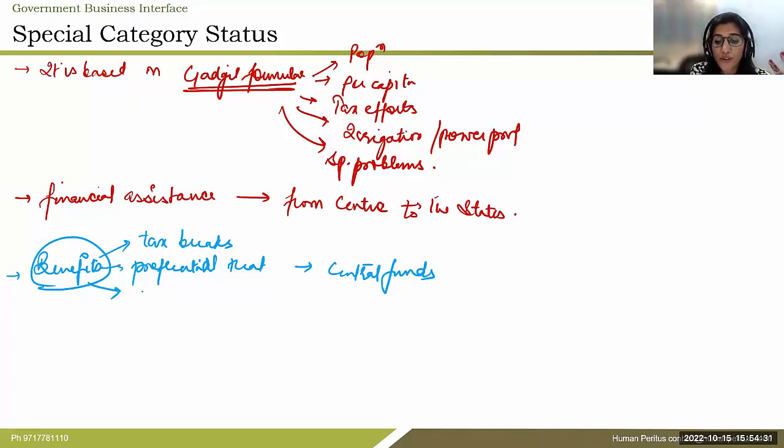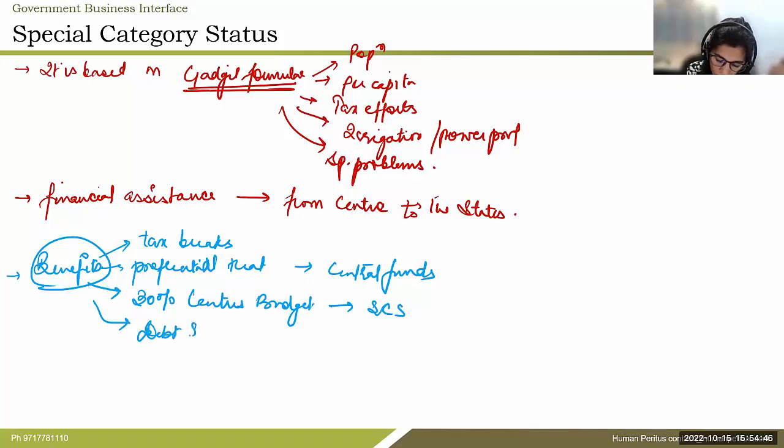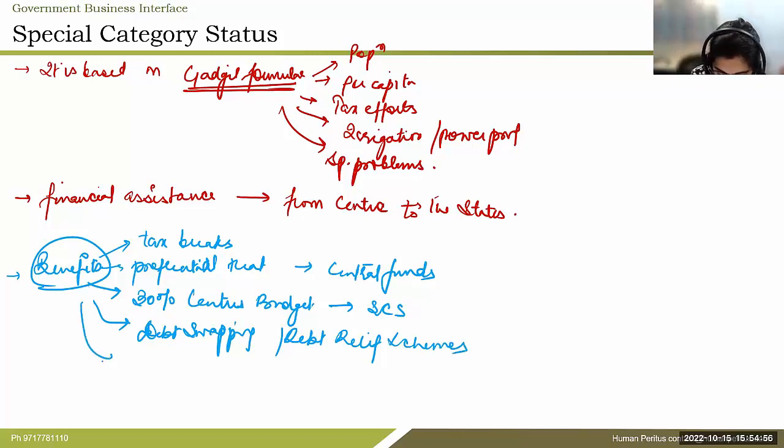Now, of the central government's budget, 30% of the center's budget amount goes to the special category status states. Also, various debt swapping, or we can say debt relief schemes, are given to them. All right. What other kind of benefits do they get?